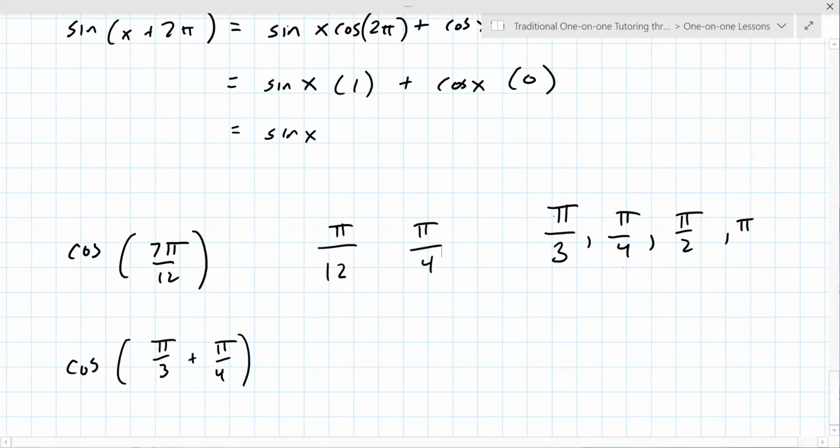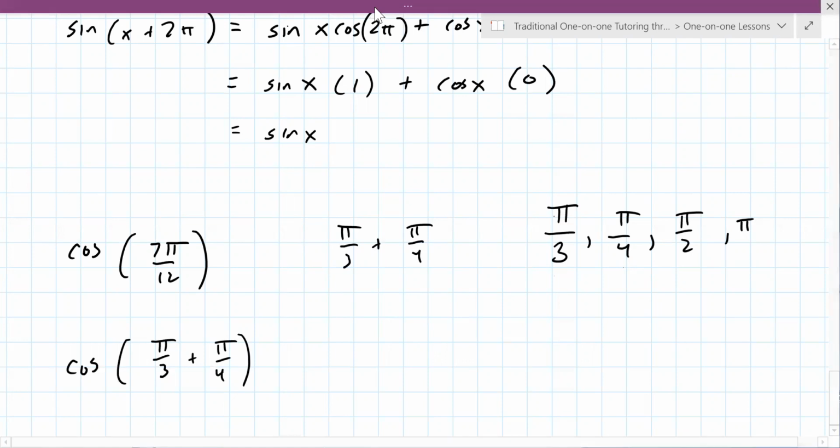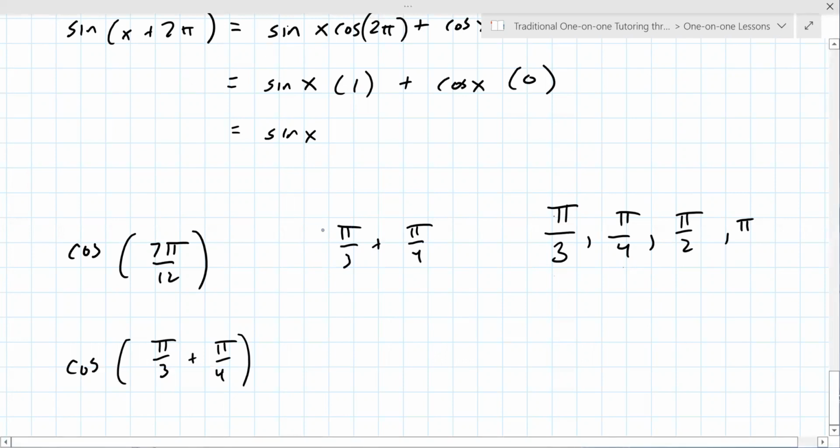Actually, let me not do it this way. This is very unclear, I apologize. Pi over 3 plus pi over 4. If we want to make a common denominator, we want 12 on the bottom. This gets multiplied by 4 and 4 on the left and 3 and 3 on the right. So you get 4 pi over 12 plus 3 pi over 12. And what does that add up to? 7 pi over 12. Yes. Now your instructor expects you to be able to do this.